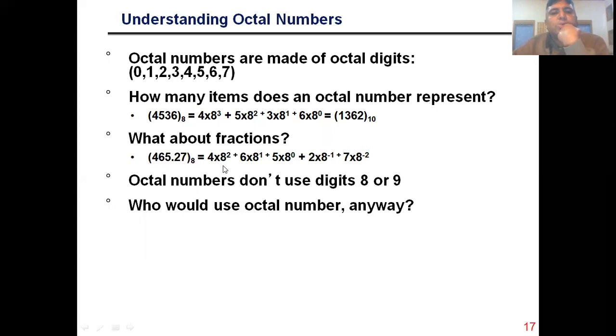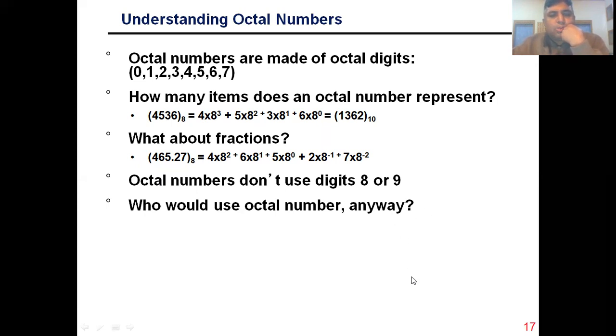4 into 8 raised to power 1 plus 5 into 8 raised to power 0. After the decimal, 2 into 8 raised to power minus 1 and 7 into 8 raised to power minus 2. Octal numbers don't use digits 8 or 9, because when we divide by 8, the remainder cannot be 8 or 9.